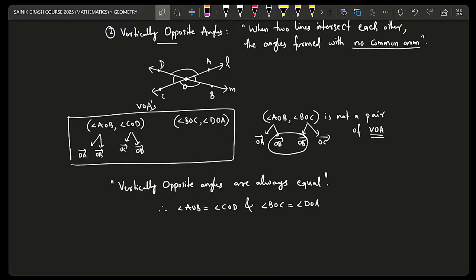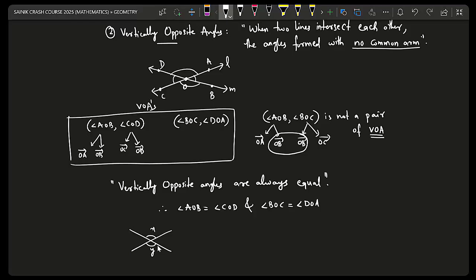Okay, so this is about vertically opposite angles. And we have a proof of why vertically opposite angles are always equal. See, the proof is very simple. We have two lines here, and let us say this is X and this is Y. These two are vertically opposite angles according to the definition we discussed. I want to prove X is equal to Y.